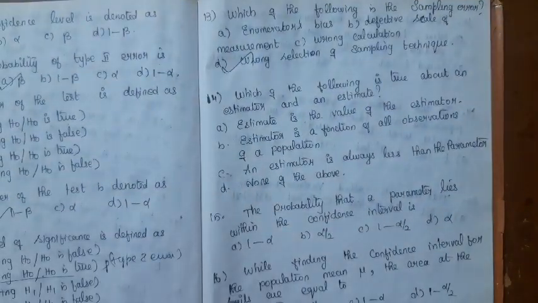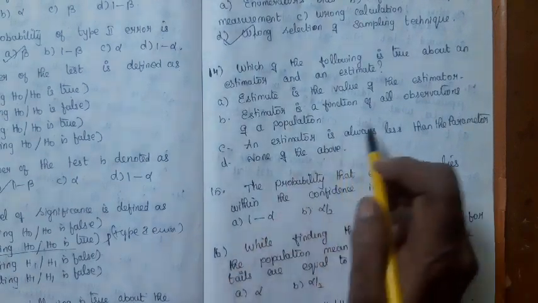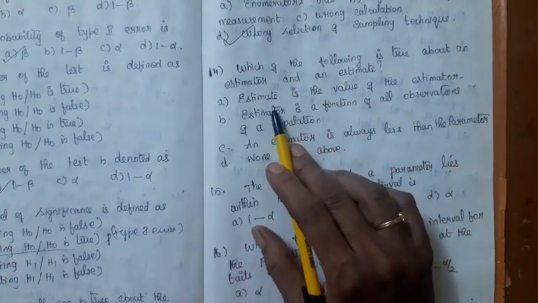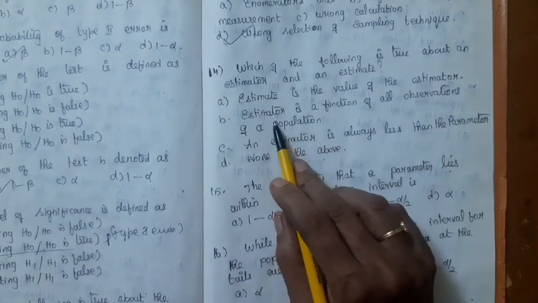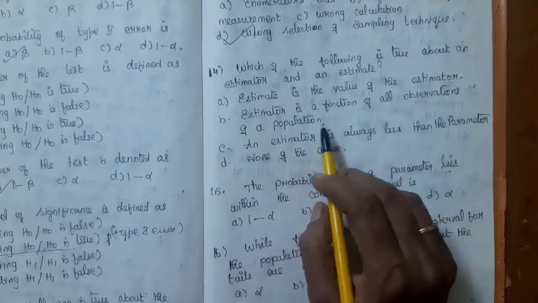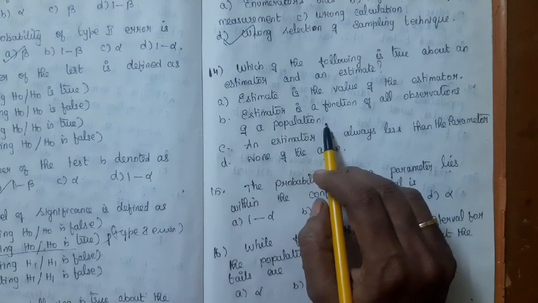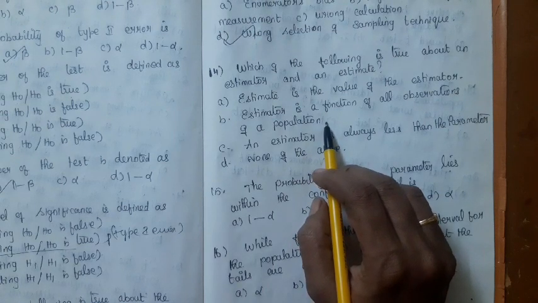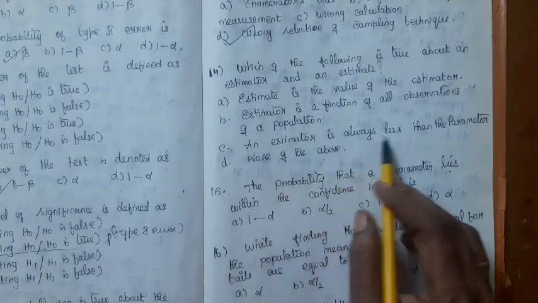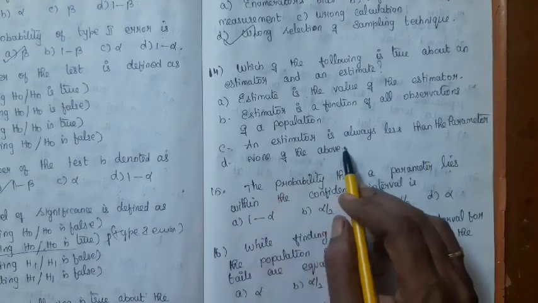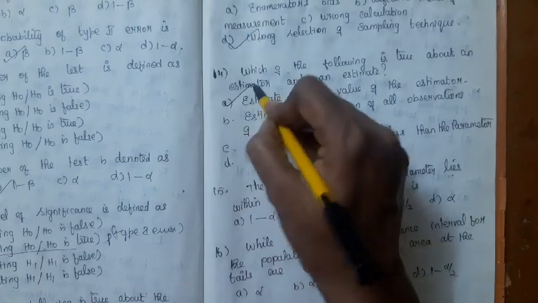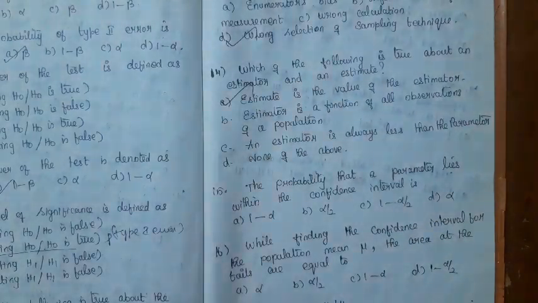Which of the following is true about an estimator and an estimate? Estimate is the value of the estimator. Yes, that is correct. Estimator is a function of all observations of a population? No, the function of all observations of a population is a parameter. An estimator is always less than a parameter? You cannot make any such statement. None of the above? No, estimate is the value of the estimator is the right answer.